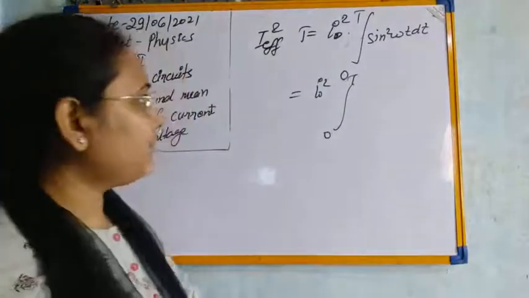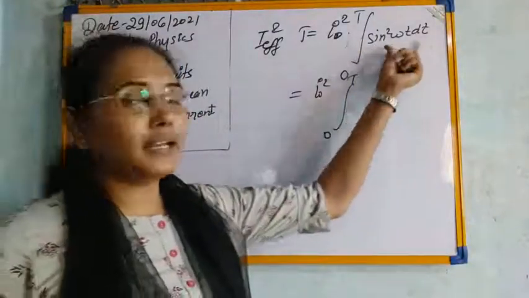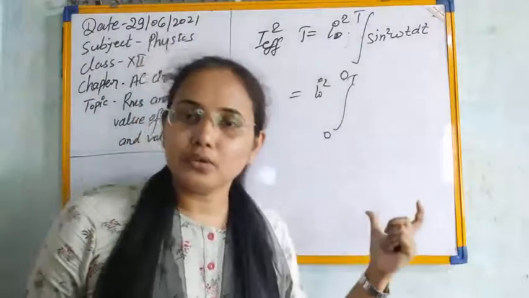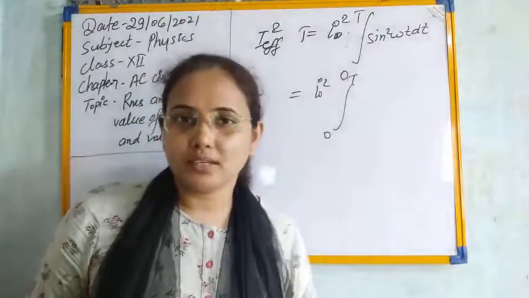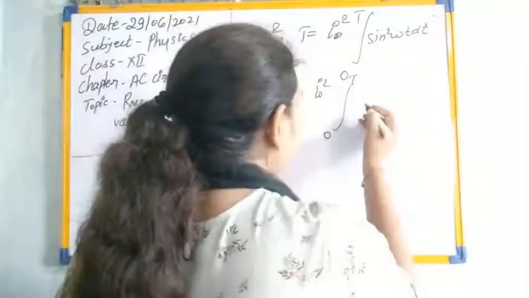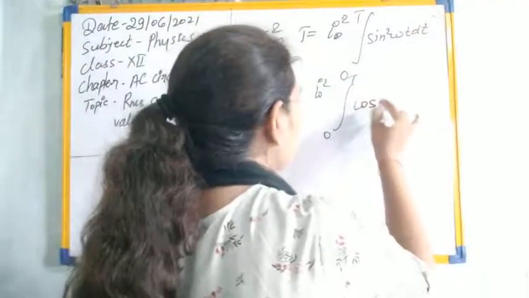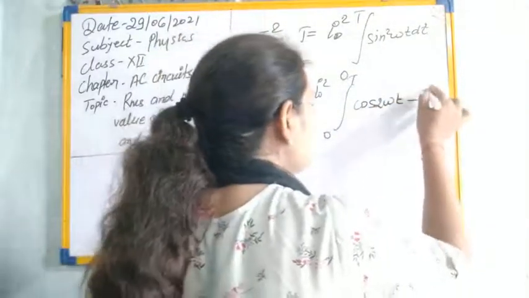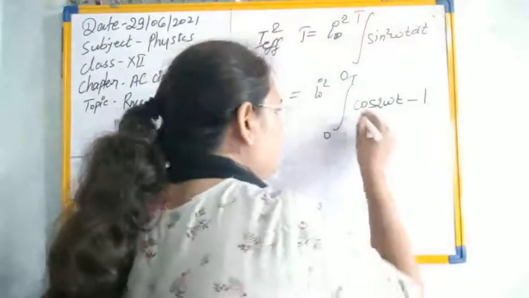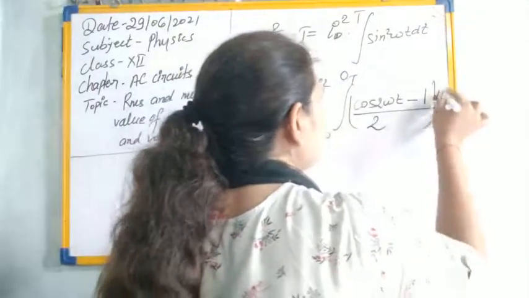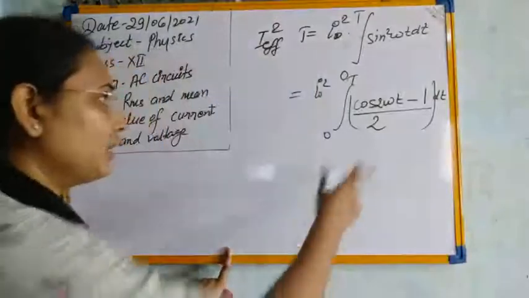So as we know the value of sin square omega t in terms of cos 2 theta, that is cos 2 theta is equal to 1 minus 2 sin square theta. So let's utilize this one. From this concept we can write this as cos 2 omega t minus 1, upon whole of 2. So this can be written in this way here.